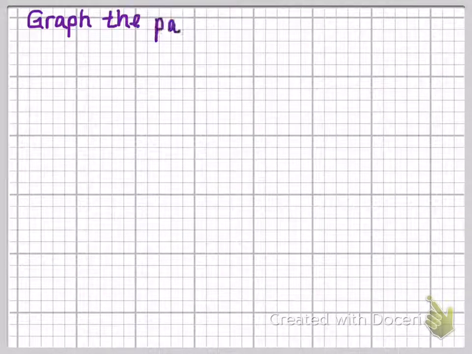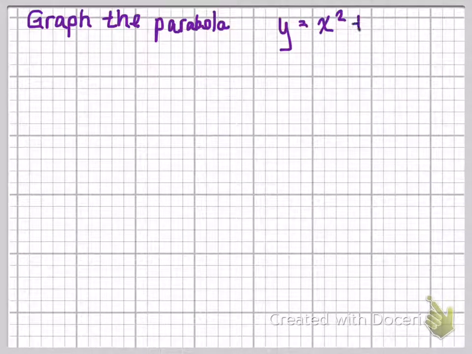In this example, we're going to graph a parabola. There's several ways we can do that. The very first way we usually teach you how to graph a parabola is to pick some x's, plug them in to your equation, and get the y value, so you have your input and your output, and then you would plot all those points.